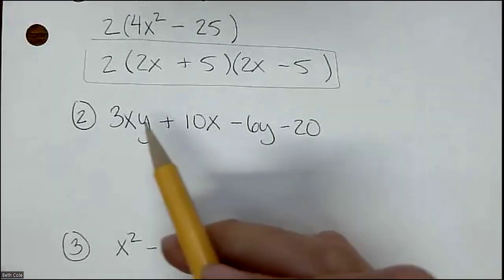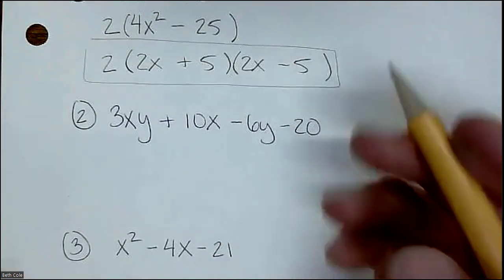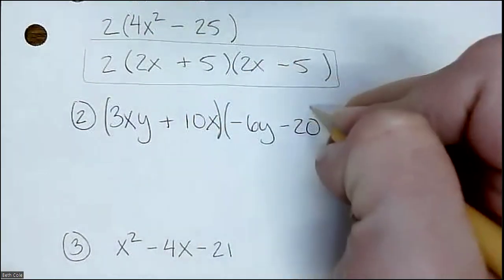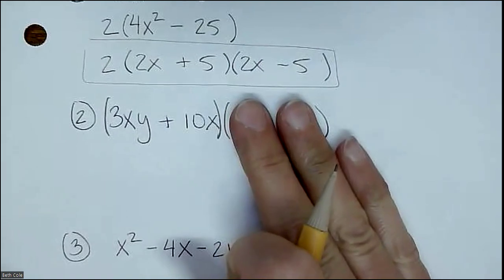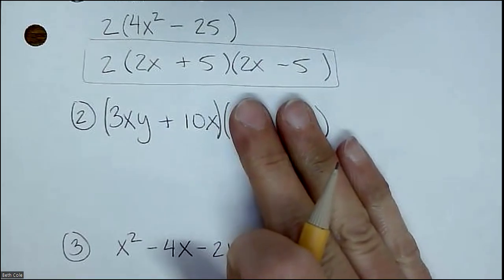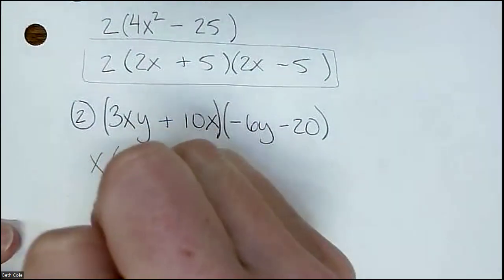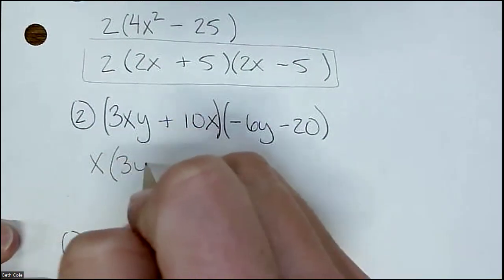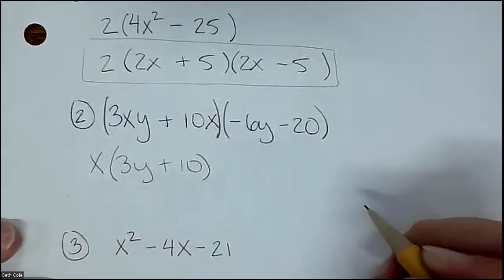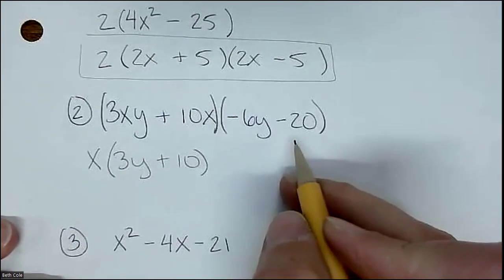So what you need to notice about this one is that there are 4 terms, and so that's grouping. So we're going to look just at the first two. You can divide both of those by x. They both have an x in common. So that is going to leave you with 3y plus 10. So there's going to be a 3y plus 10 in this one.